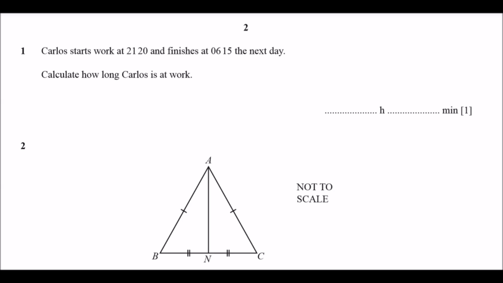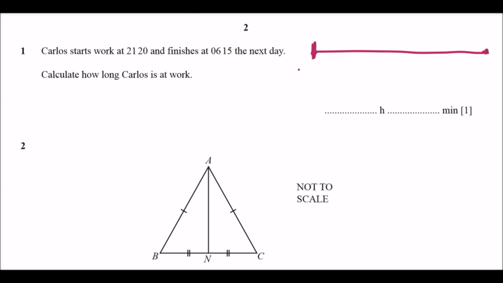Alright, first question. So Carlos starts work at 21:20 and finishes at 06:15 the next day. Calculate how long Carlos is at work. Now this one is very straightforward. All you simply need is a number line, and the best way to go about this is to always calculate the time to the next hour, and then to midnight, and then to 6, and then finally 6:15. So let's do this, yeah?